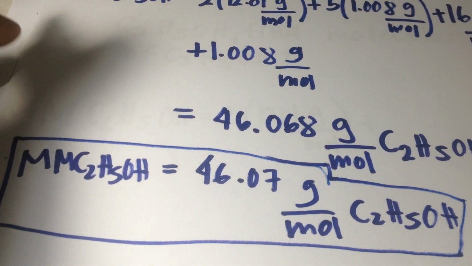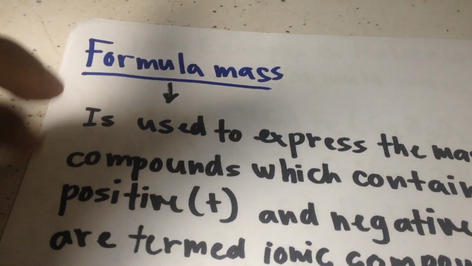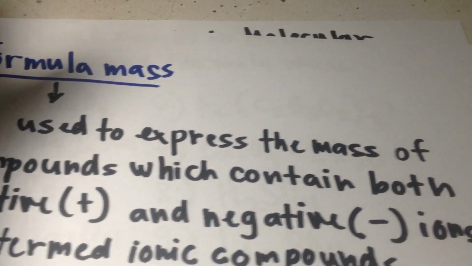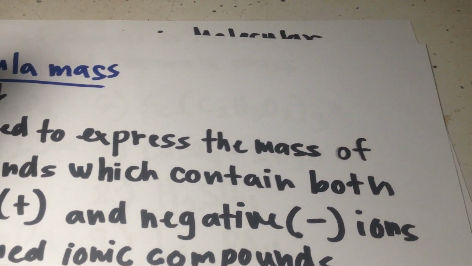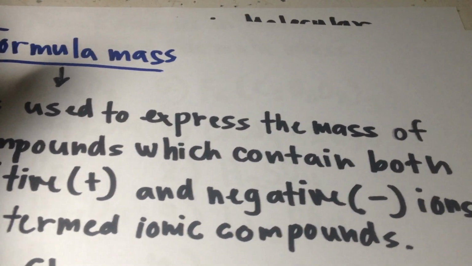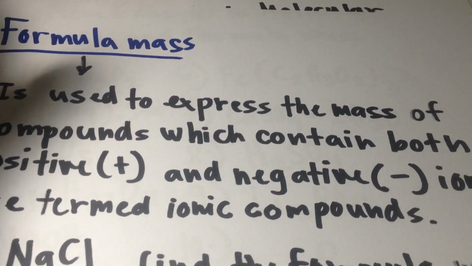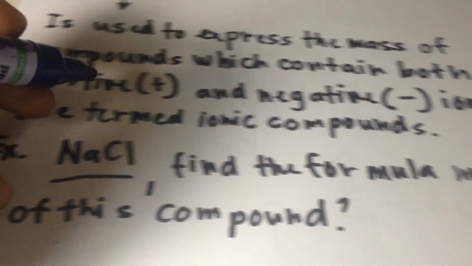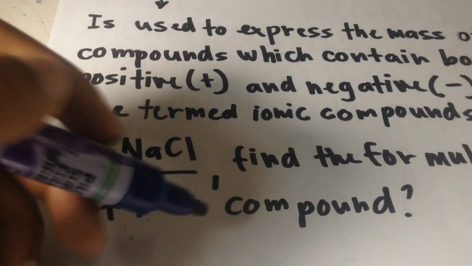Then how about formula mass? Formula mass is used to express the mass of compounds which contain both positive ions and negative ions, termed ionic compounds. For example, sodium chloride. Find the formula mass of this compound.